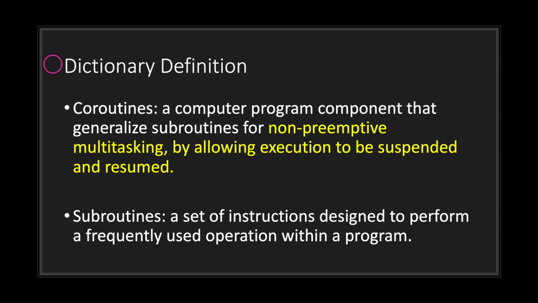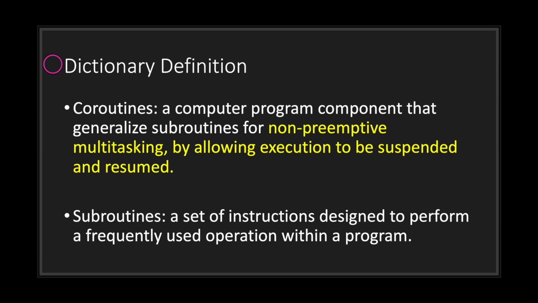So what exactly is a coroutine? Well, the dictionary definition of a coroutine is a computer program component that generalizes subroutines for non-preemptive multitasking by allowing execution to be suspended and resumed. Now, that part is the most important part about coroutines. That in itself basically describes what coroutines do. They suspend and resume parts of your program.